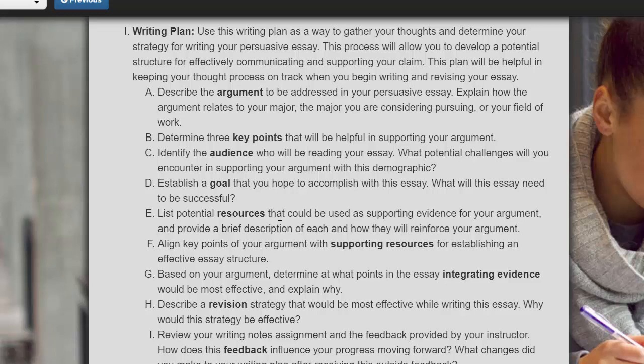And then the last 2 questions are about revision. What is your revision strategy? And how do you use feedback? So those are 2 questions that are added to it.